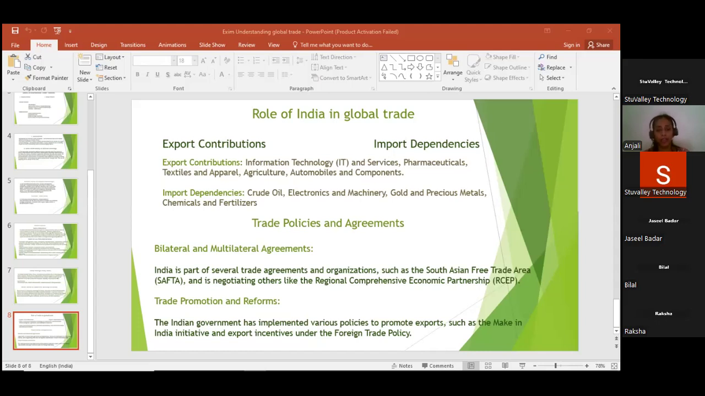That is, the mobile phones or the computers or any other industrial machinery, the automatic machineries which are required in the industries, so we import those types of items also.